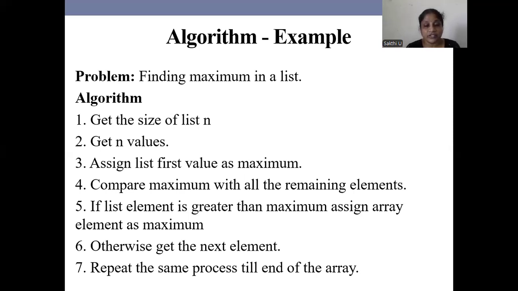In every iteration, the array element is compared with the maximum value. If the array element is greater than the existing maximum, the array element is assigned as the maximum value. Otherwise, if the array element is less than the maximum, skip the element and get the next value. This process is repeated until all the elements are compared.